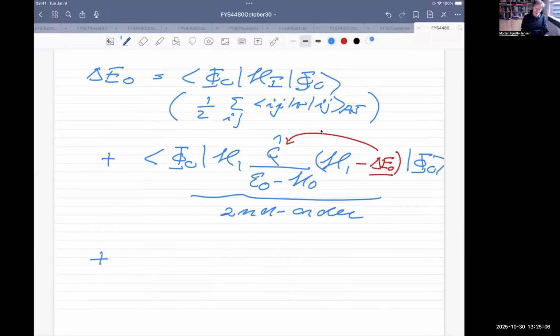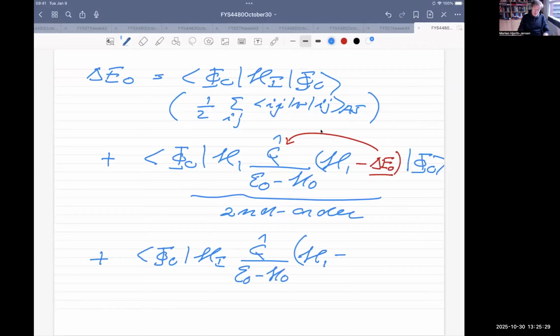If we then look at the third order term, what we are going to have then is phi 0, and then we have H of I, and the operator Q times epsilon 0 minus H0, and then we have the interaction piece, but now we need to take care of delta E0. And this is multiplied in turn with Q divided by epsilon 0 minus H0. And finally, this is multiplied with H of I and phi 0.